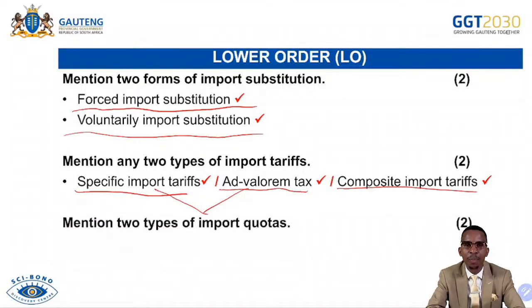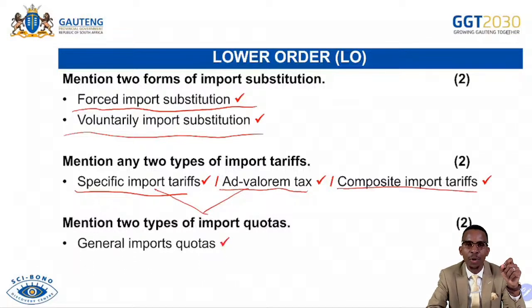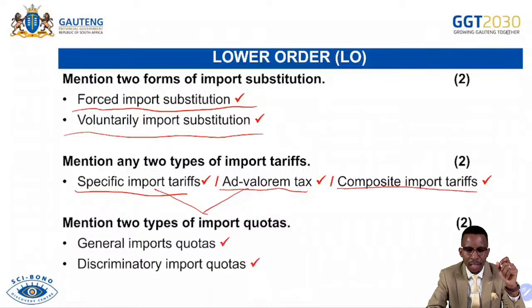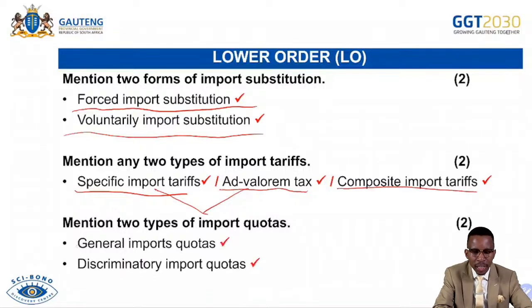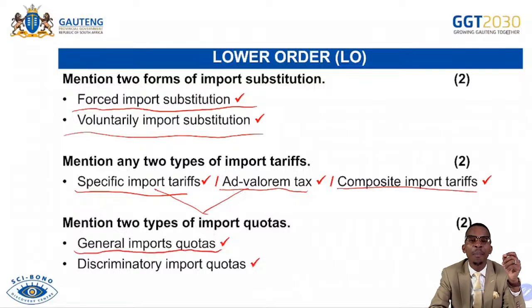Mention two types of import quotas. So also in this case, we have two forms that will be mentioned. We talk about general import quotas, and then we also have discriminatory import quotas. If we talk of general import quotas, we refer to a situation whereby the government will simply impose import quotas or import limits that are equal across different world countries or across different importers.